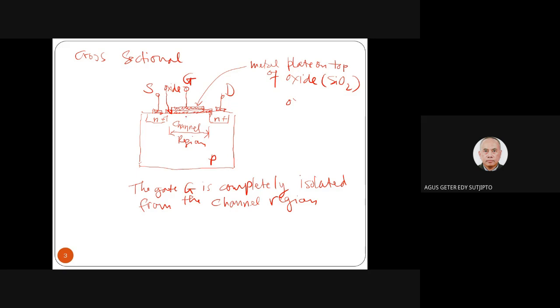You can imagine that we cannot flow the electron or hole through the silicon dioxide, because this is an insulator. So we isolate the moving of electron or hole. And later we will see what is the function of that.